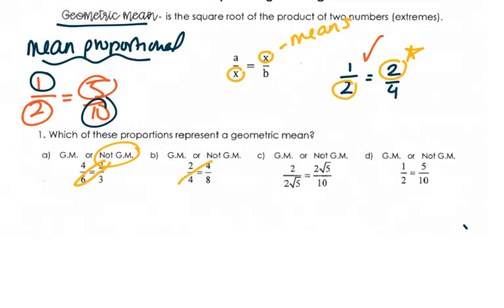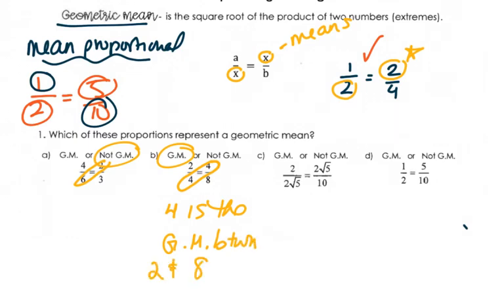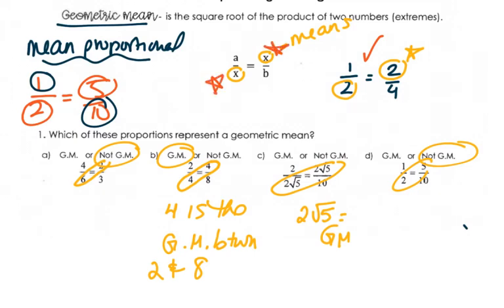On the next example, you see the repetition of the 4, there is a geometric mean, and we say that 4 is the geometric mean between 2 and 8. All right, and for letter C, we say that 2 rad 5 is the geometric mean between 2 and 10. And lastly, there is no geometric mean in letter D. So we're looking essentially for repetition of numbers in this spot and this spot as you cross multiply. And that number we consider to be the geometric mean.